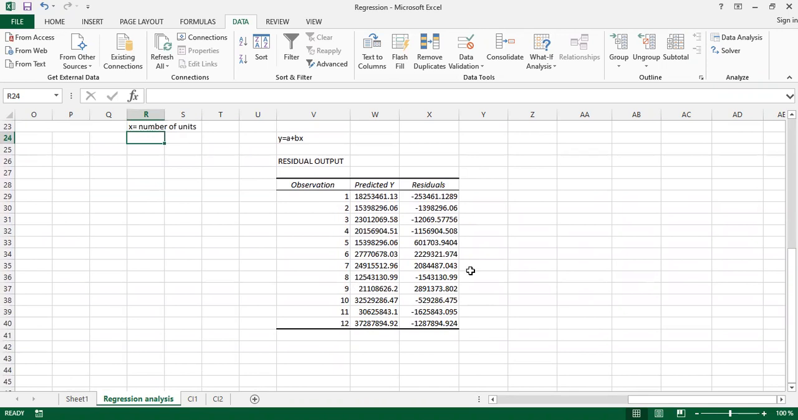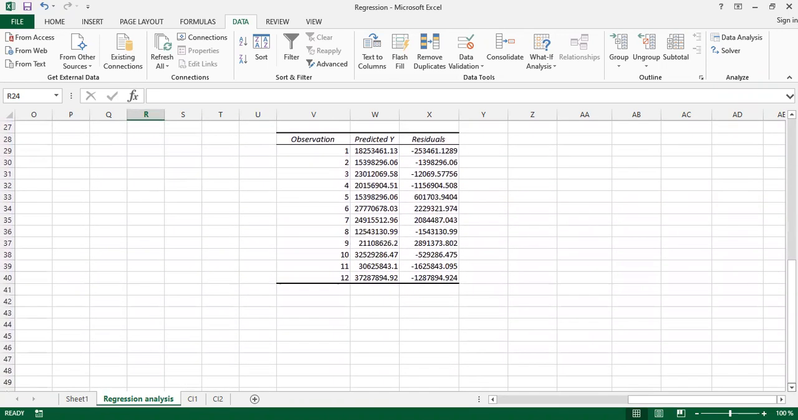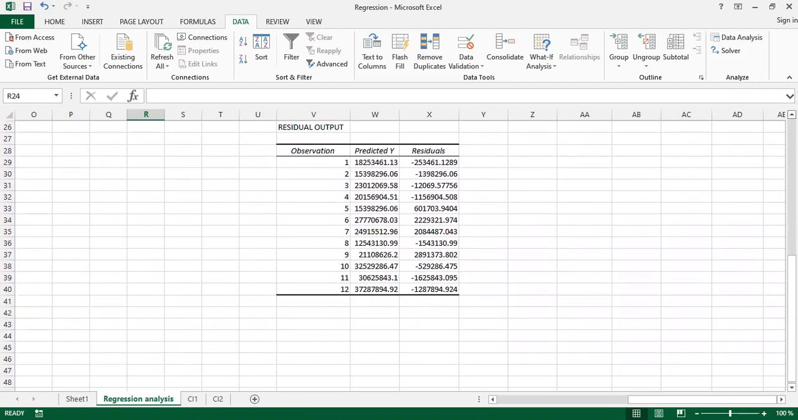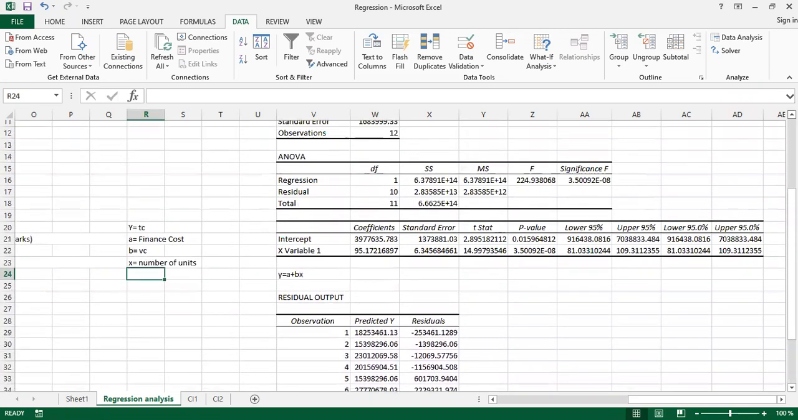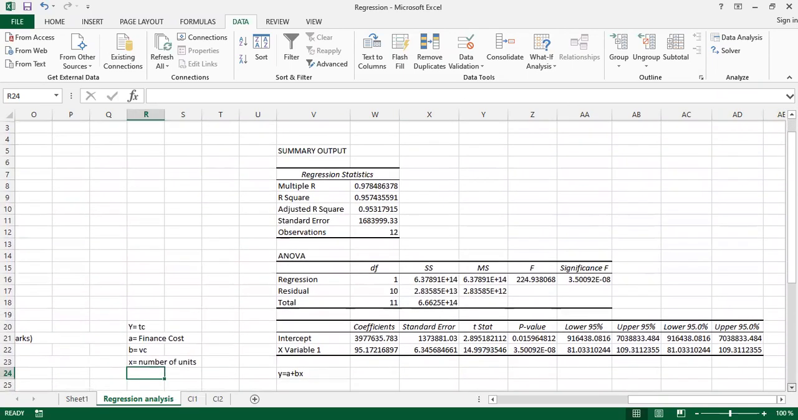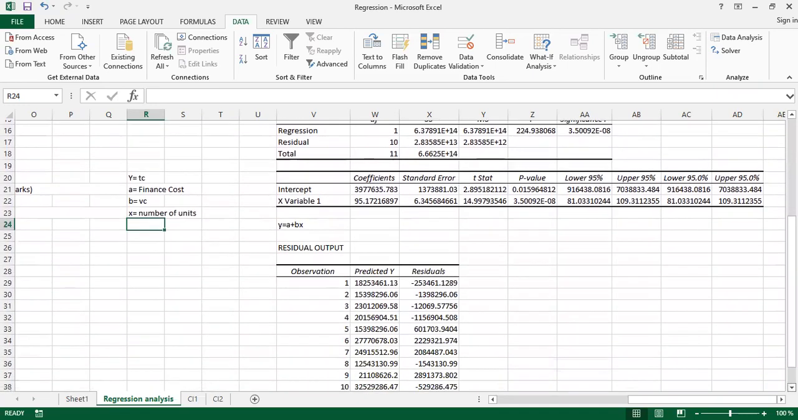Here you can see the residual output, where you've been given the predicted y. There is a question that you plot the predicted y against the actual y. I don't think there's anything else, so we shall just answer the questions directly.